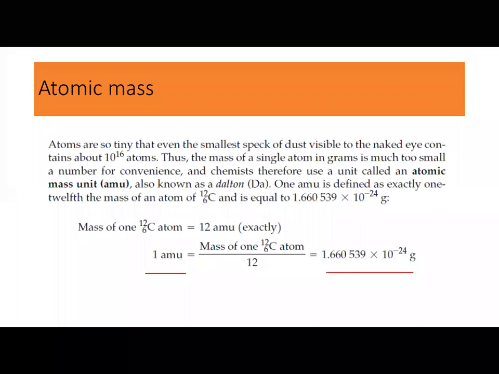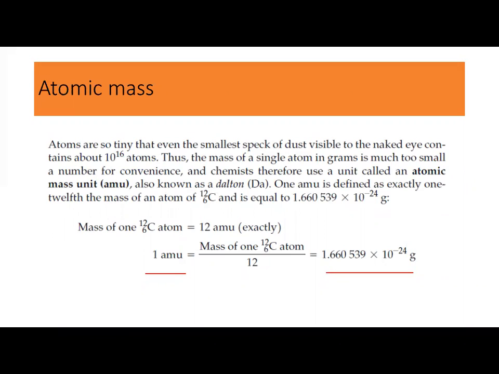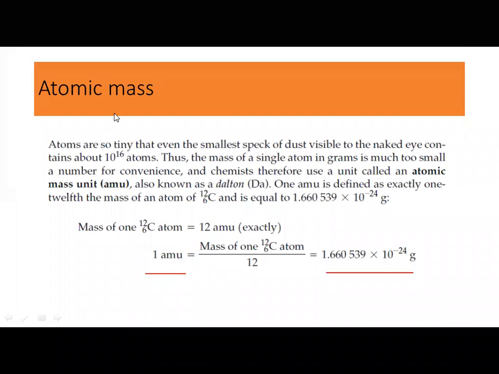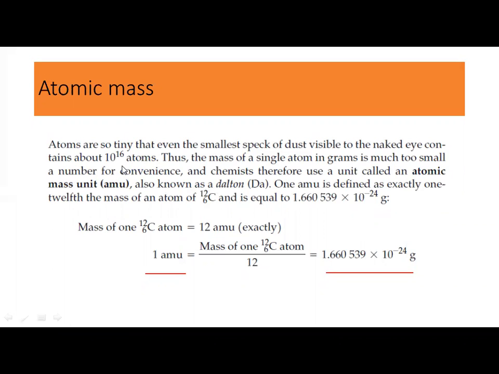As the atom is the smallest particle, its weight in grams is too small to be measured by a simple equipment. One example is written over here: the dust particle. A dust particle has around 10 to the power 16 atoms, that means 1 and 16 zeros. You can imagine how many atoms are there even in one dust particle. So what would be the mass? It is difficult to measure in grams.